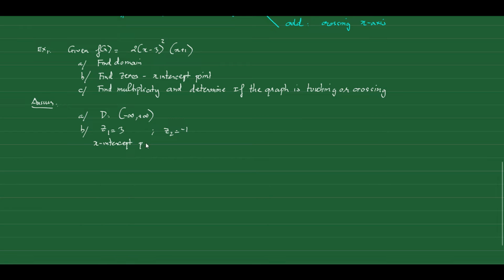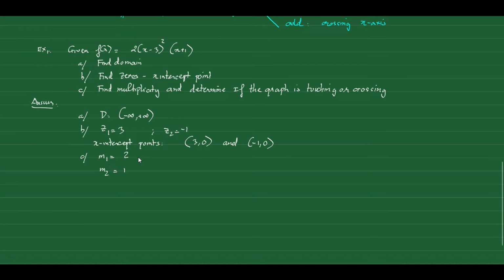So the x-intercept points over here will be, in ordered pair form, (3, 0) and (-1, 0). So we have only 2 x-intercept points. What is the multiplicity? Multiplicity m1 over here is 2, and m2 is what? What is the degree over here? m2 is 1.